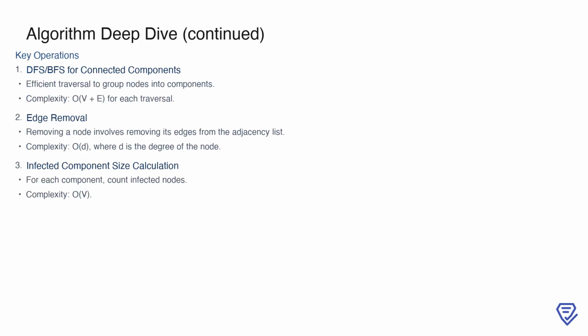Now, let's break down the key operations involved. DFS or BFS is used to traverse the graph and group nodes into connected components. The time complexity for each traversal is O(V + E), where V is the number of nodes and E is the number of edges. Another key operation is edge removal. Removing a node requires us to remove all its edges, which has a complexity of O(D), where D is the degree of the node. Finally, for each connected component, we calculate the size of the infected portion. This involves iterating through the component and counting infected nodes, which takes O(V) time. These operations, when combined, form the backbone of our solution.